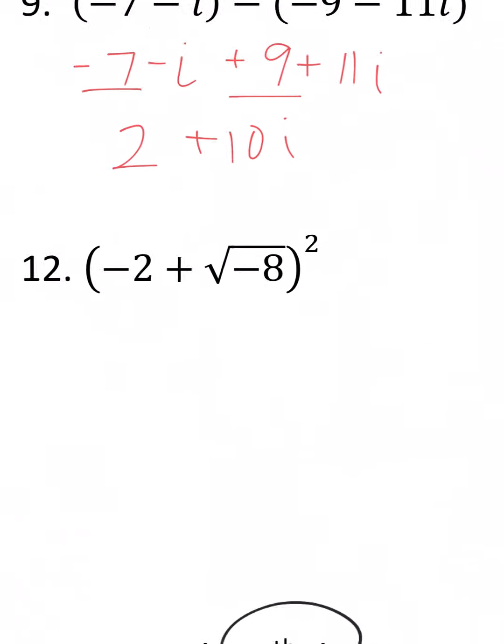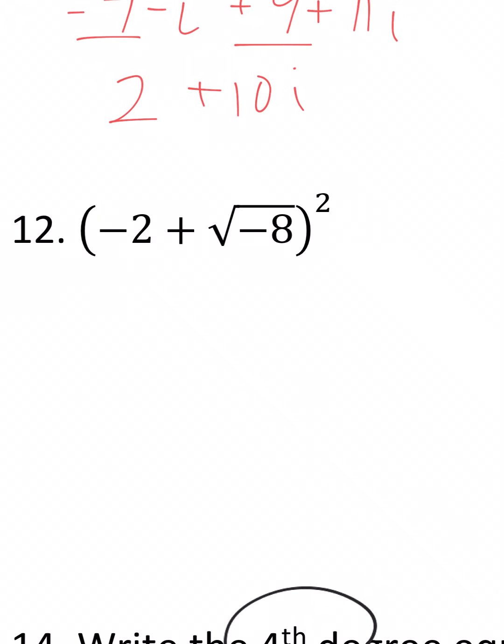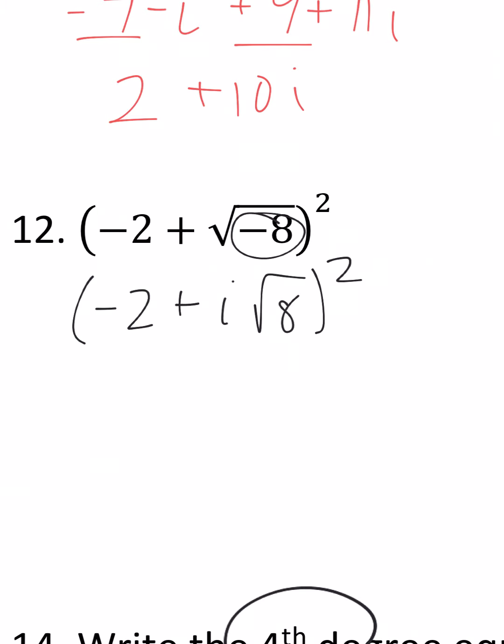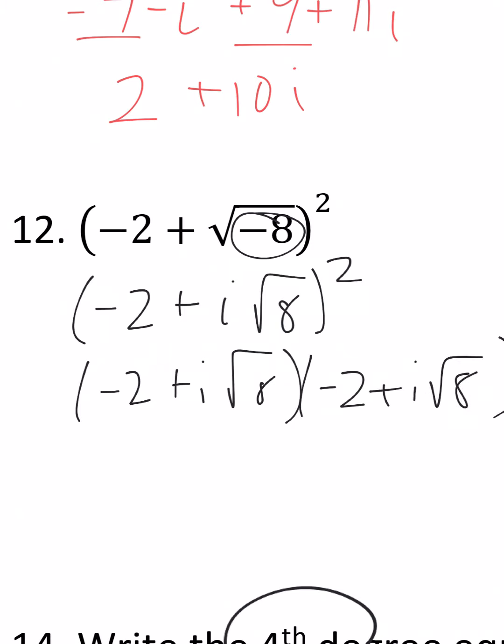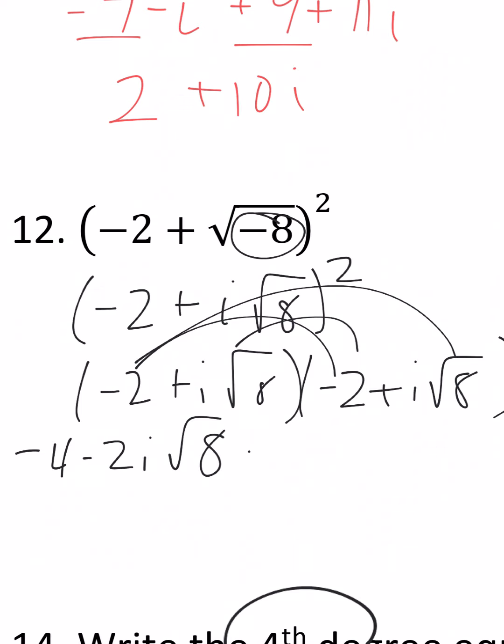Oh my goodness, I missed a problem. Holy cow. So again, let's do this one real quick. So remember, we can't actually multiply with negatives inside square roots. So I'm going to change that first. And you know what? I just simplified square root of 8. But believe it or not, I'm not going to do that right now. And you'll see why. So when I distribute, I get negative 4 minus 2i root 8 minus 2i root 8. And this is why I didn't.